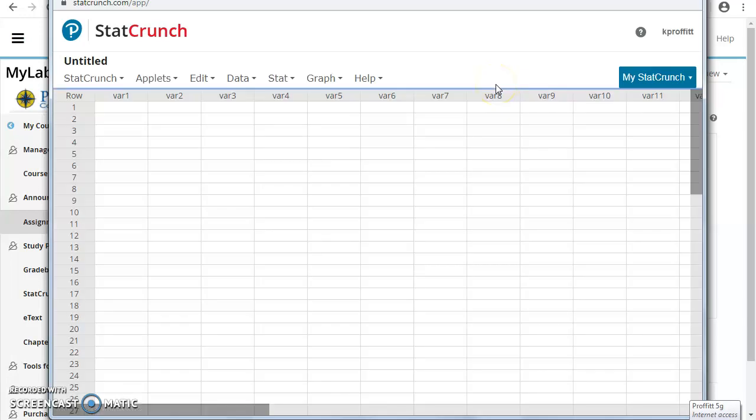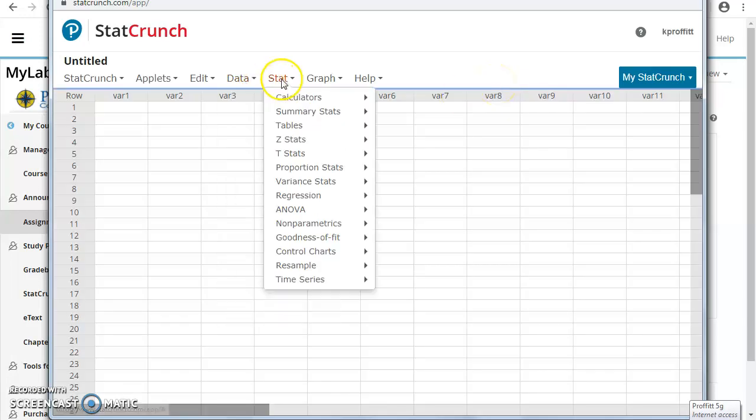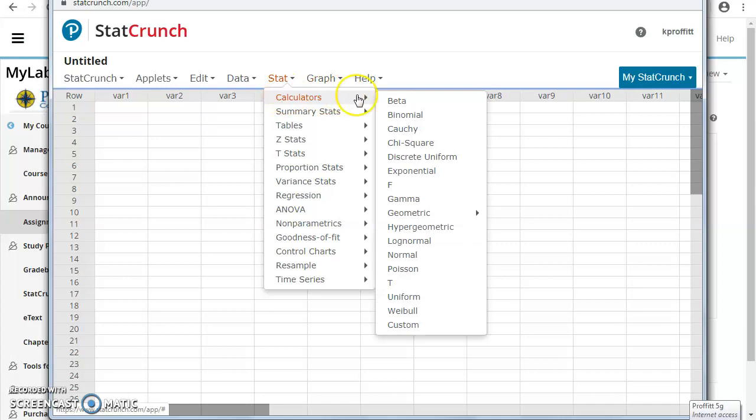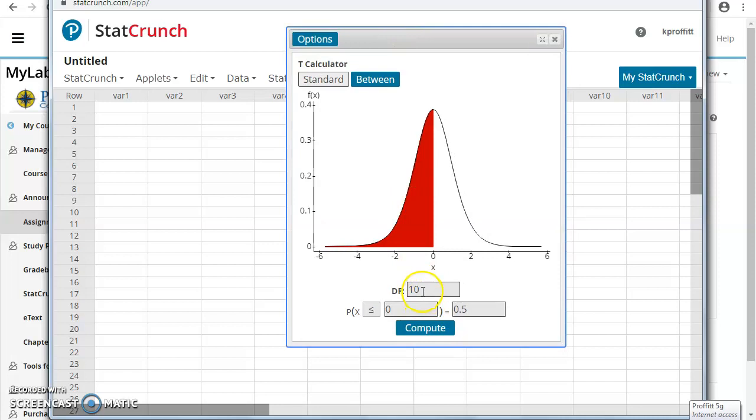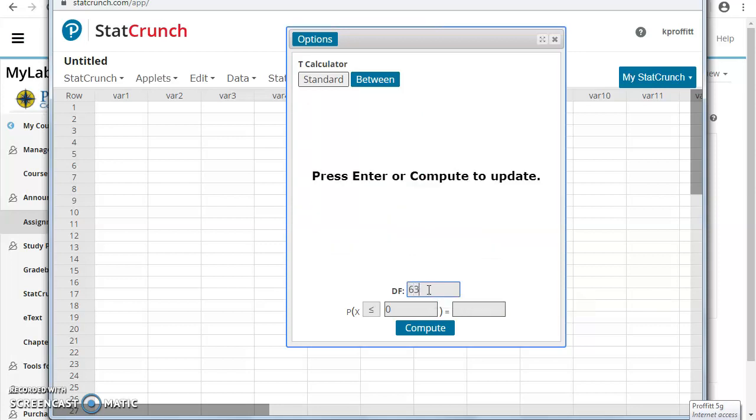Let that load. All right, we'll go to Stat. We can go to calculators, and we won't go to the normal one this time. We don't want z, we want a t distribution. So you're going to go t. Okay, and it's very similar to what y'all are used to. Now, degrees of freedom, remember what that means. That's one less than your sample size. And our sample size was 64, so therefore 64 take away 1 is my degrees of freedom. So 63 is my degrees of freedom.